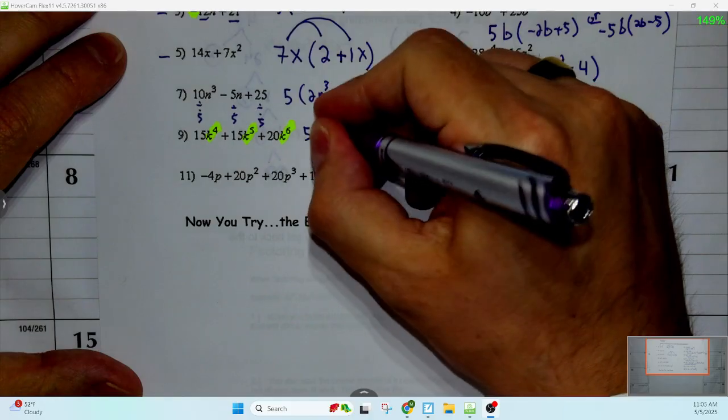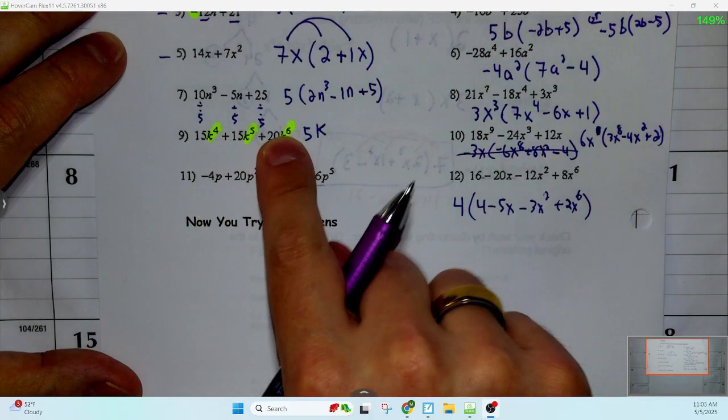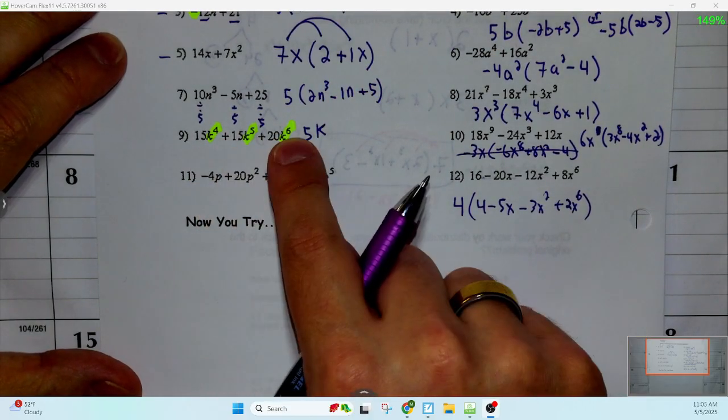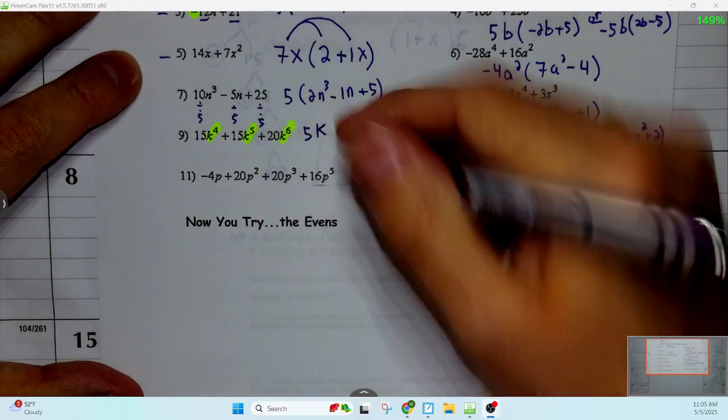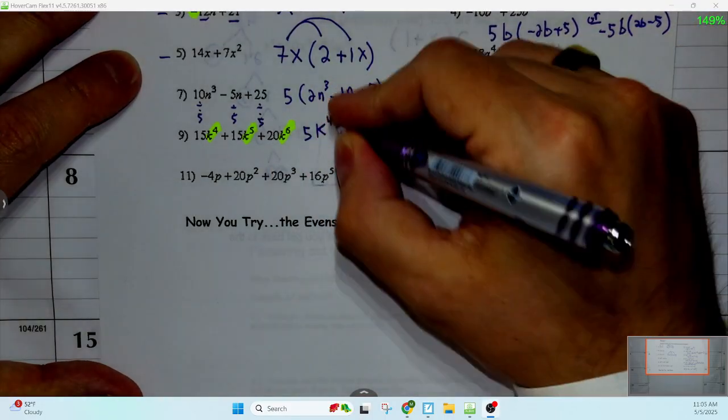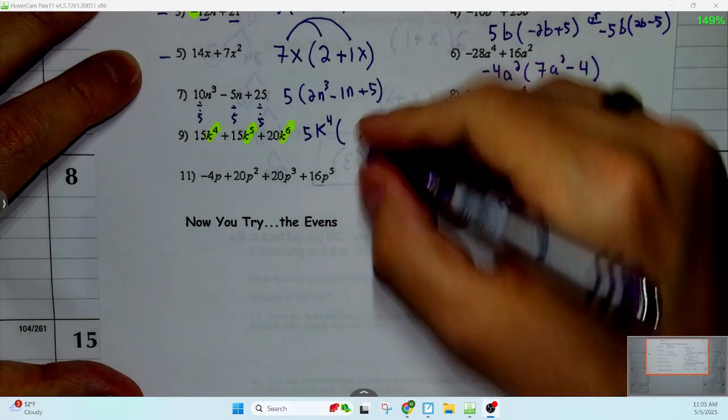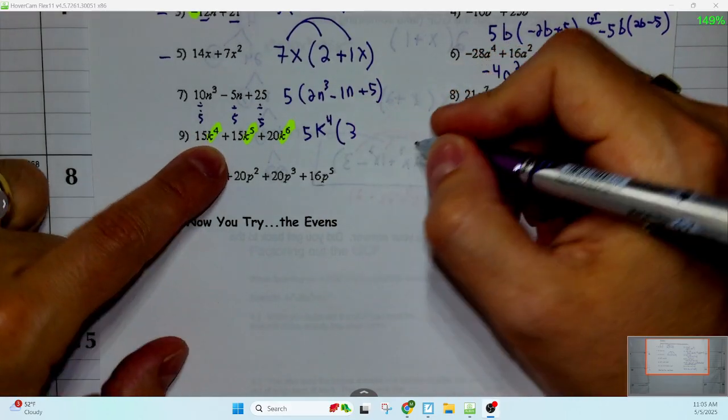Can they all give away 2 of their k's? Yes. Can they all give away 3? Yes. Can they all give away 4? Yes. Can they all give away 5? No. We're going to take away 4 k's, k to the 4th. There are going to be no k's left. He's lost all his k's.